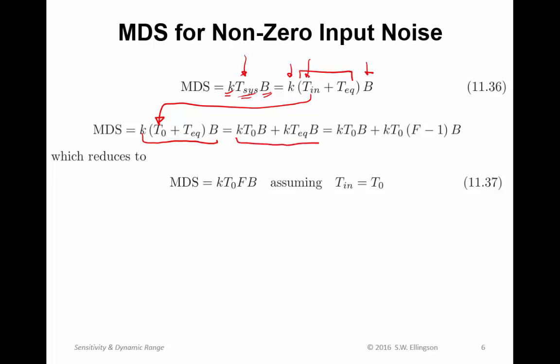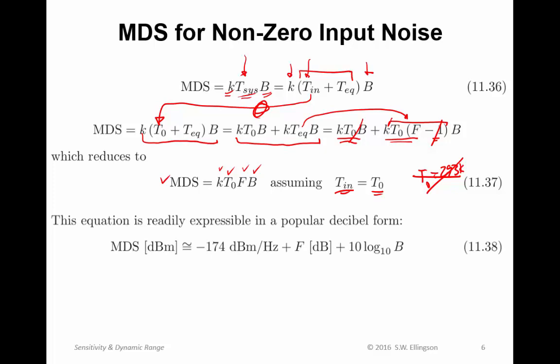So we get that MDS is the sum of k T0 B plus k T_EQ B. And I know that I can replace T_EQ with the expression for noise factor like so. And so I really see I have three terms here. I have a k T0 B, I have a k T0 F B, but I also have a minus k T0 B again. So this cancels out with this. And what I'm left with is that MDS is k T0 F B. And again, this is under the assumption that we made right here that T_in equals T0 and not that T0 equals some arbitrary temperature like 293 K. So we refer to this as the non-zero input noise interpretation of the MDS.